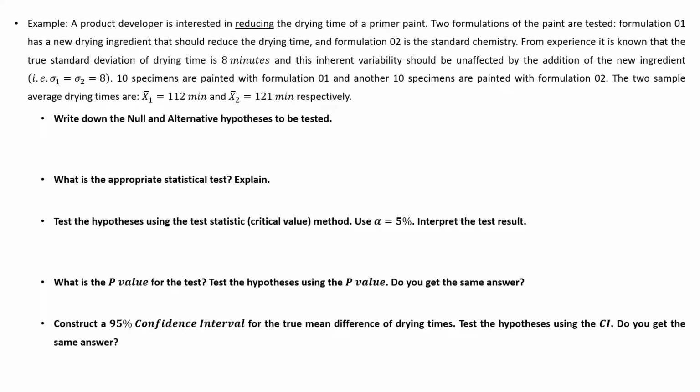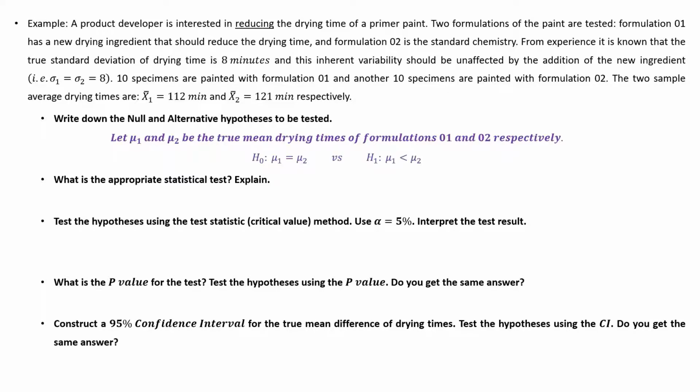10 specimens are painted with formulation 1 and another 10 specimens are painted with formulation 2. The two sample average drying times are x1 bar equals 112 minutes and x2 bar equals 121 minutes respectively. Alright, the first question is, write down the null and the alternative hypothesis to be tested. We will let mu1 and mu2 be the true mean drying times for formulations 1 and 2 respectively. This is the step of defining mu1 and mu2. This step is required. The null hypothesis H0 is mu1 equals mu2.